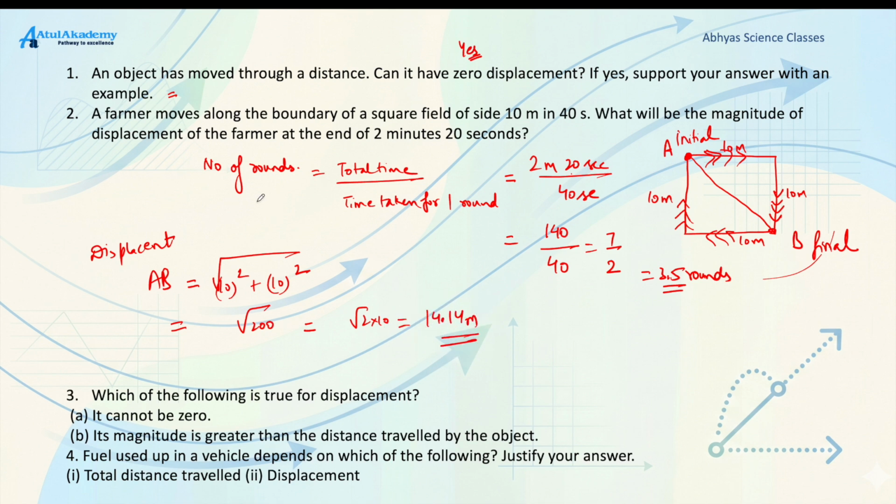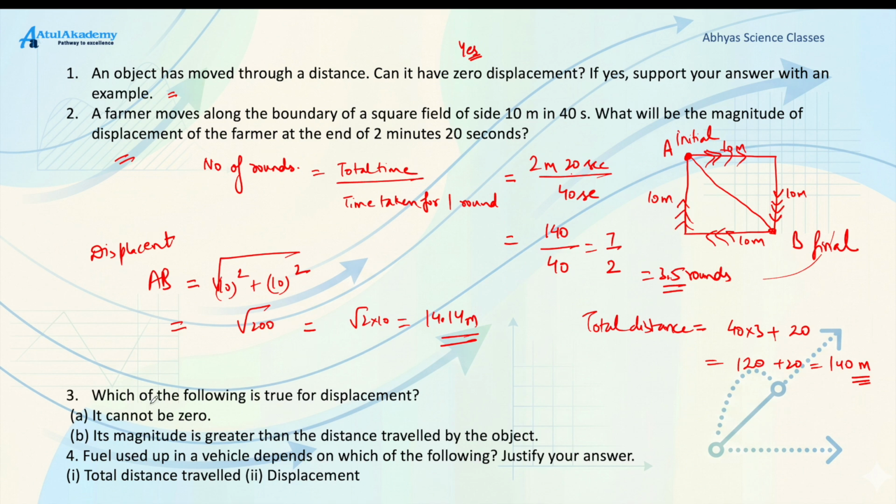Now if I ask you what the total distance is, what will the total distance be? The total distance will be 3.5 rounds, right? So 3 into the perimeter. So one round is how much? 40. So 40 into 3 plus 10, 10 more, so 20, right? So it is how much? 40 into 3 is 120, plus 20, so that comes out to be 140 meter. I hope this is clear.